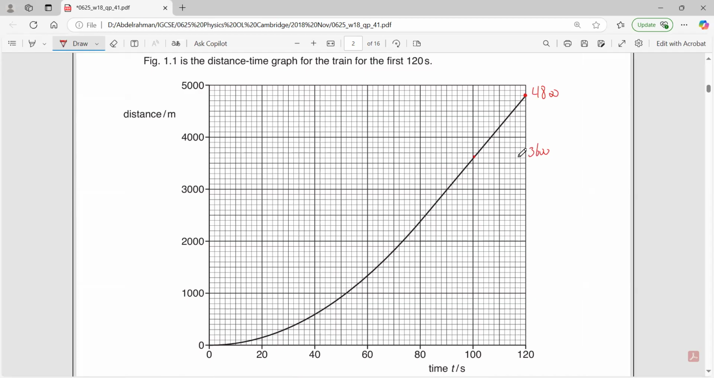You need to find the slope. How can I find the slope? y2 minus y1 over x2 minus x1. At this point, you had y of 3,600 and an x of 100. Can I take the other point to be 4,800? Yes, you can. This is a straight line. You can take this point, whatever. But you need to take 2 points on this line to find the slope.